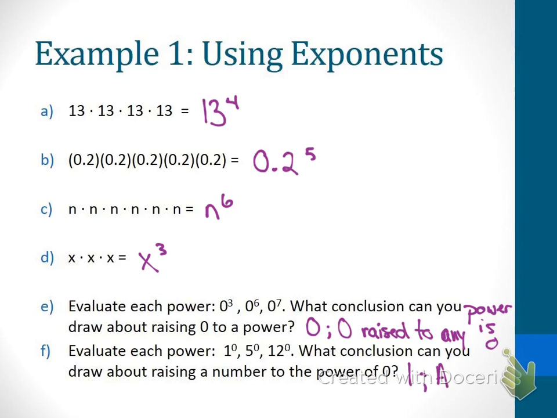So any number raised to the power of 0 is 1. I can write a rule about it because it applies 100% of the time. Okay, so that's my rule: any number raised to the power of 0 is 1.